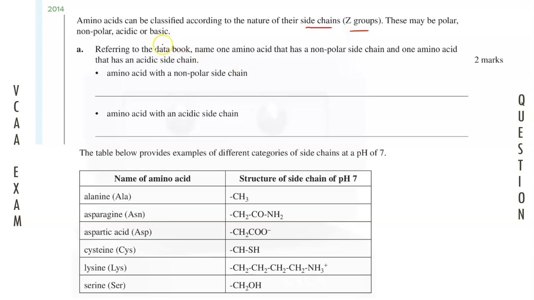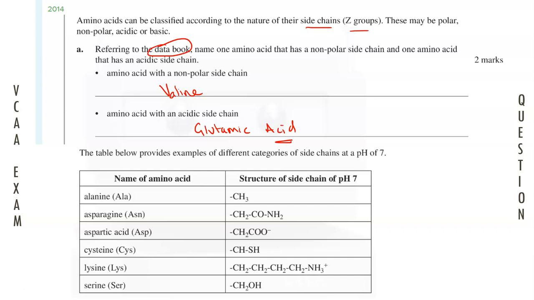We're told to refer to the data book, so you should open up straight away to page 14 and look at our amino acids. And name one amino acid that has a non-polar side chain and one that has an acidic side chain. Straight away, you can look at any of the ones that contain only CH2, CH3 groups. So this could be valine or leucine, anything like that. An acidic side chain, you're going to be talking glutamic acid. Handy that it tells us it's an acid in the name, or aspartic acid would work here as well.